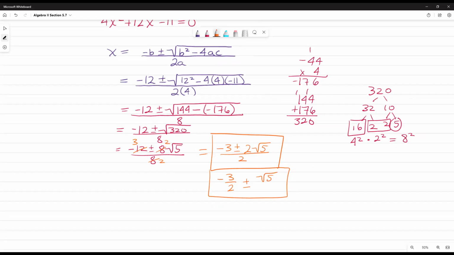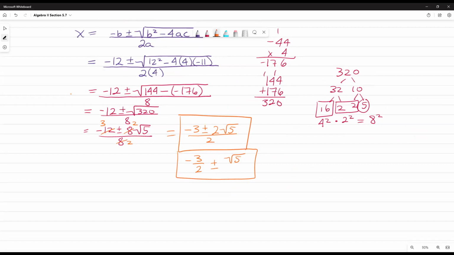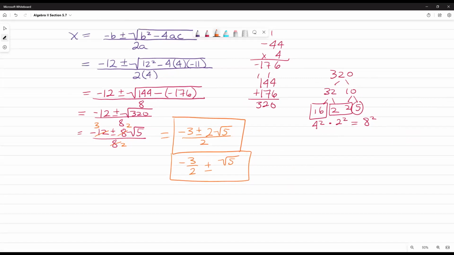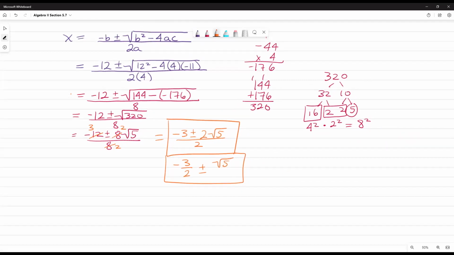Okay, so they have us solving it. Obviously, we can't get exact answers because we have an irrational number. That square root of 5 never ends. But you could have x equals negative 3/2 plus square root of 5. X equals negative 3/2 minus square root of 5. Approximately. All right, so let me put this in here.